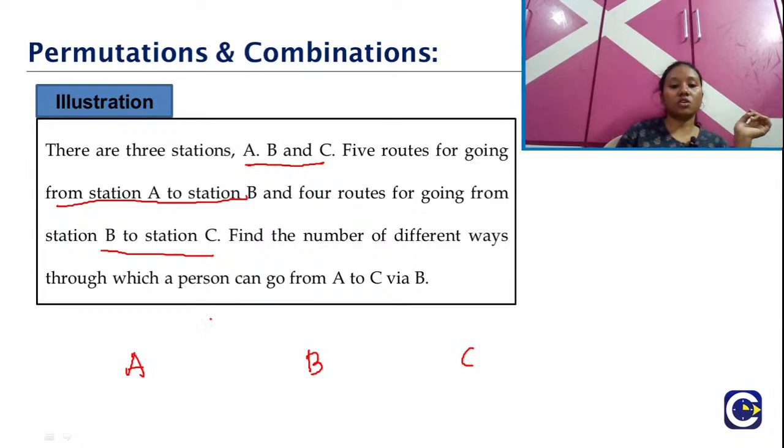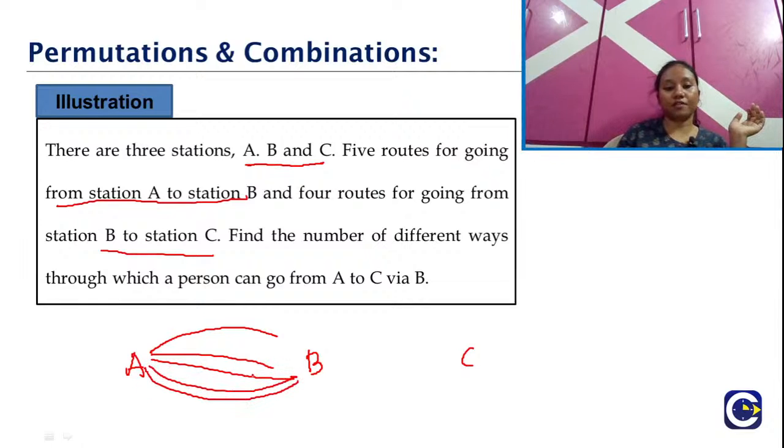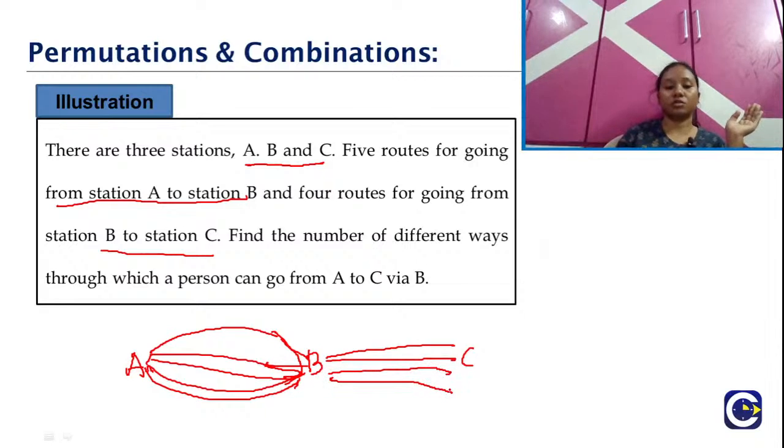Right. So from A to B, how many routes are we having? 5. So let me draw the 5 routes: 1, 2, 3, 4 and 5. So here I have 5 different routes so that I can go from station A and reach station B. Similarly, from station B to C, I am having 4 routes: 6, 7, 8, 9, let it be.